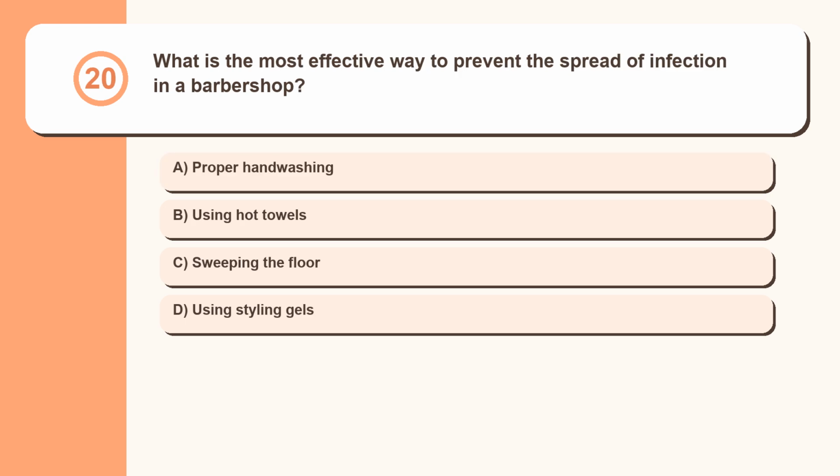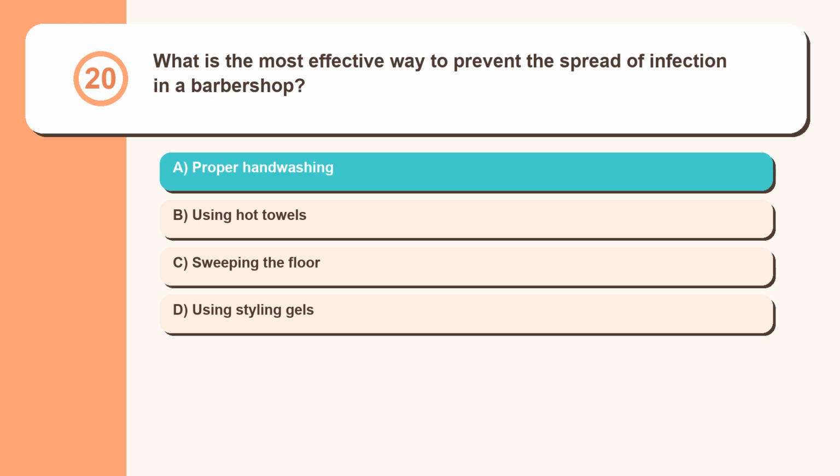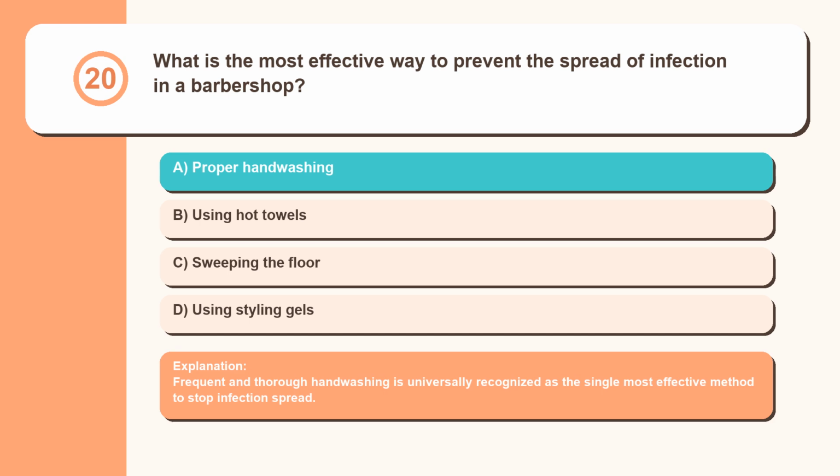Question 20. What is the most effective way to prevent the spread of infection in a barbershop? Proper hand washing, using hot towels, sweeping the floor, using styling gels. Frequent and thorough hand washing is universally recognized as the single most effective method to stop infection spread.